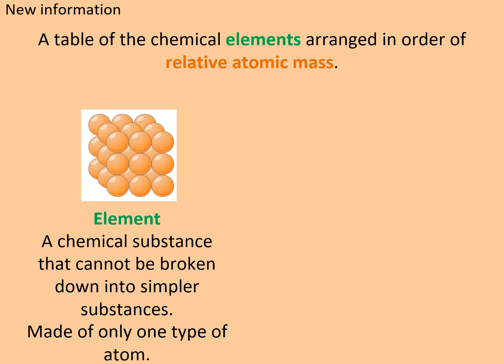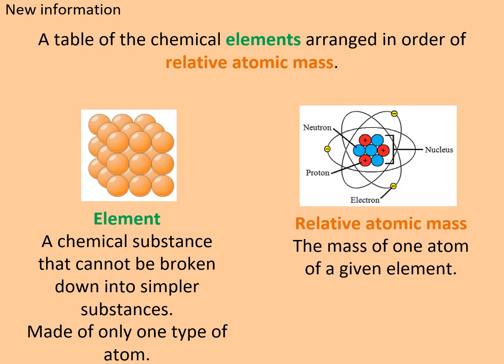Element, as you'll know from your first lesson of this unit, is a chemical substance that cannot be broken down into simpler substances made of only one type of atom. And relative atomic mass is the mass of one atom of a given element. Okay, so each element has its own relative atomic mass. They will all be different. So relative atomic mass is the mass of one atom of that element.